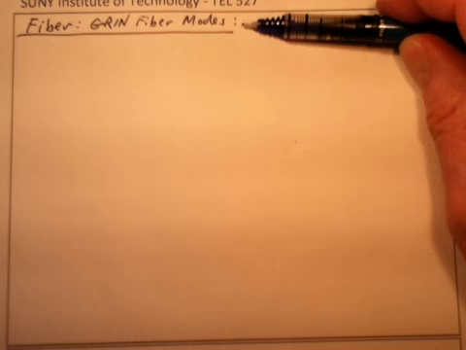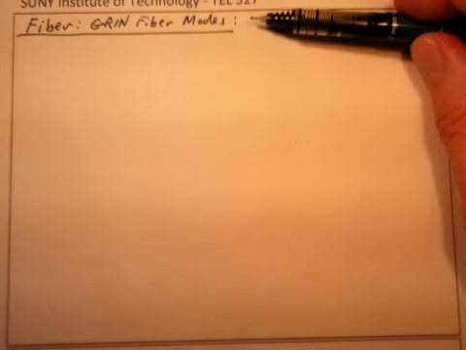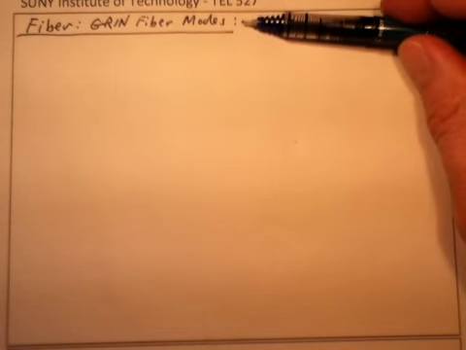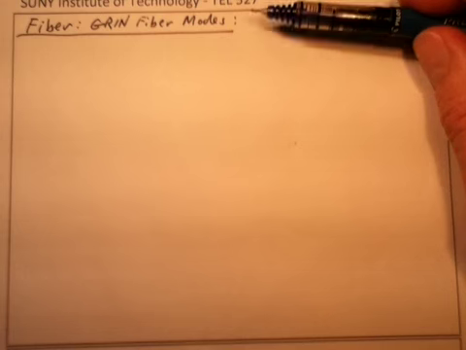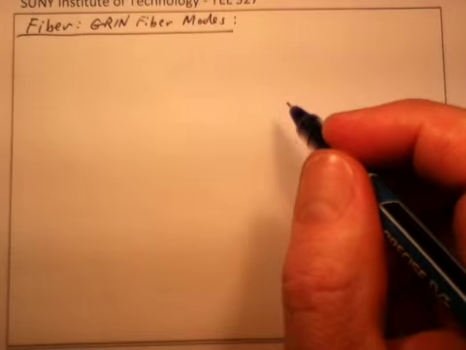Okay, this video is the fifth one in our Chapter 4 videos, and basically what I'm going to talk about in this one is GRIN fiber modes and GRIN fibers, and to try to just give you a summary of GRIN fibers before we get on to the topic of dispersion. Okay, and let me just summarize the equations for a GRIN fiber here.